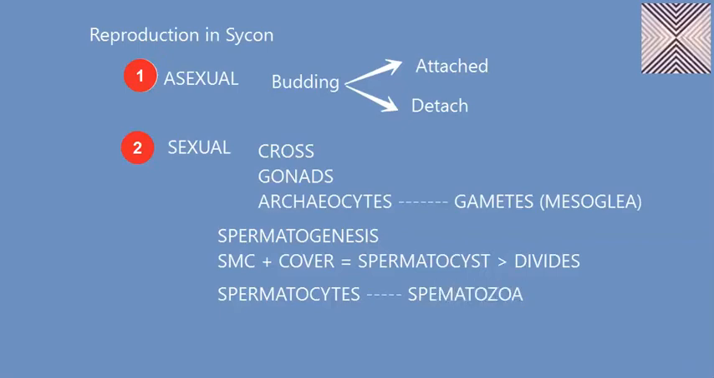spermatozoa. All this process from SMC up to the formation of spermatozoa is altogether occurring in the mesoglia, the centermost layer. As we have discussed earlier, in the mesoglia we had the gametes. So where are the gametes? These are the gametes, present in the mesoglia, and the process is called spermatogenesis. So this is the formation of spermatozoa.